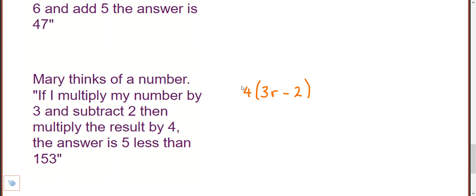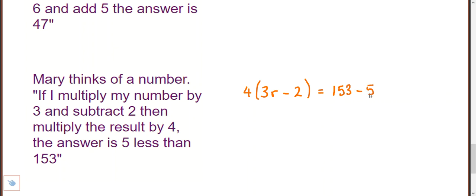So we have to do the subtract 2 first, and then brackets first. So that's my expression, but what do I write for my equation? The answer is 5 less than 153. How do I write that? So take away 5. 153, take away 5.